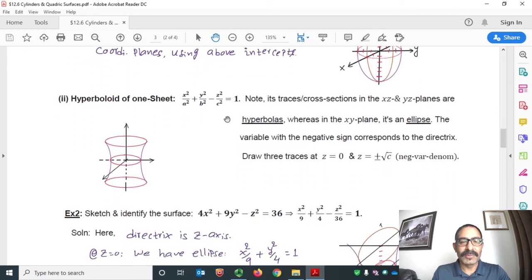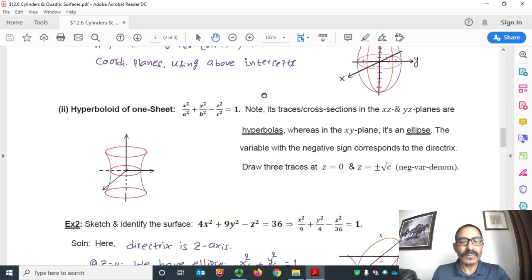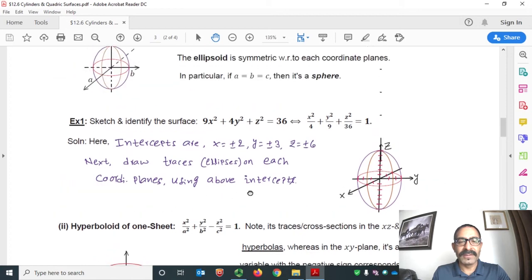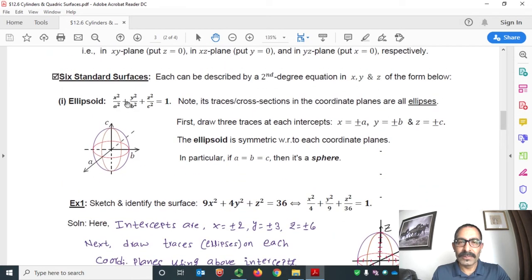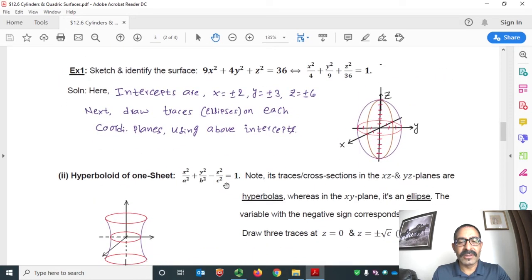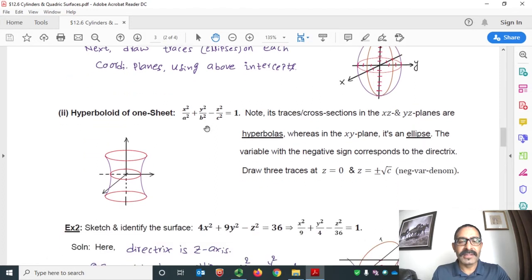Next, hyperboloid of one sheet. It's just like the equation of the ellipsoid, all positive there. Now here is 1 negative. Either it can be here, minus x squared, then the x-axis will be the directrix. Here z is minus, so that means the z-axis is the directrix.